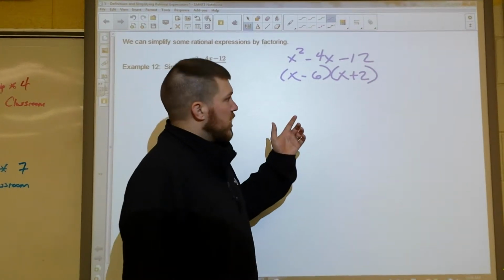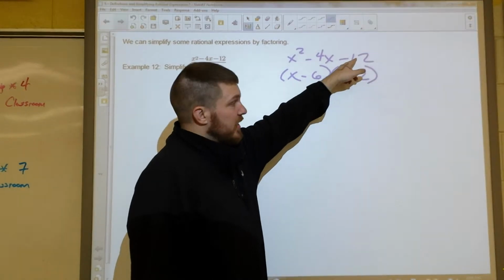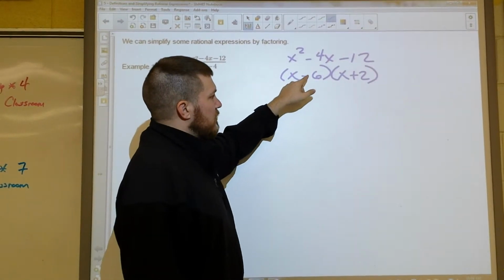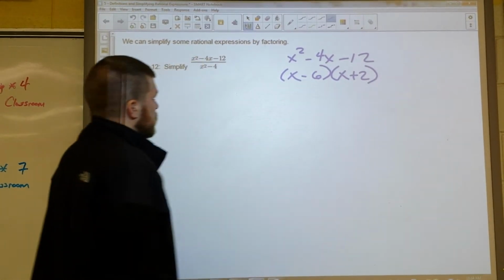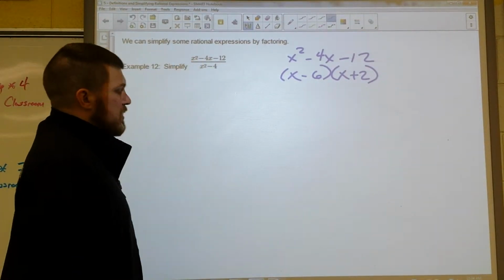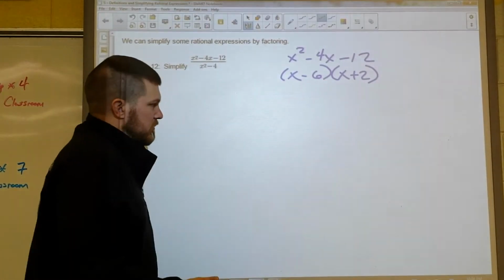Okay, I want to double check this by first multiplying negative 6 and positive 2 is in fact negative 12. And then double check it by adding negative 6 and positive 2 is negative 4. So those are my two correct numbers. So the top can be rewritten as that. I'm going to do that in just a moment. Now my scratch work for the bottom.